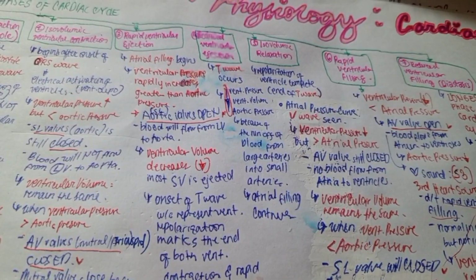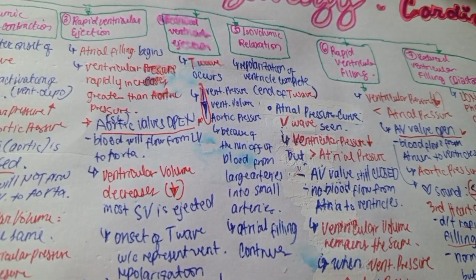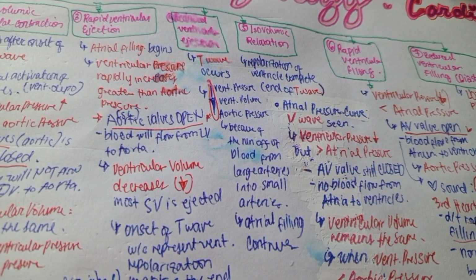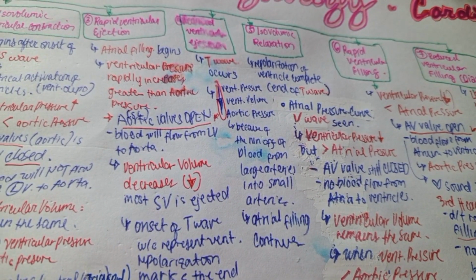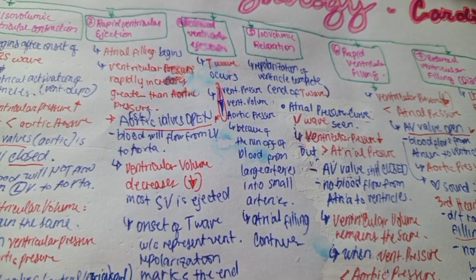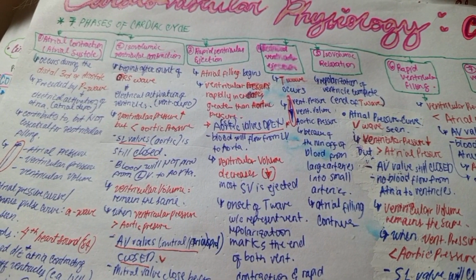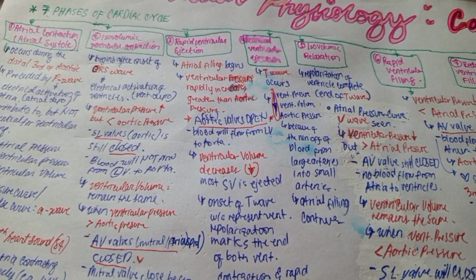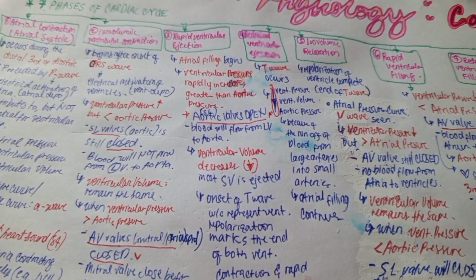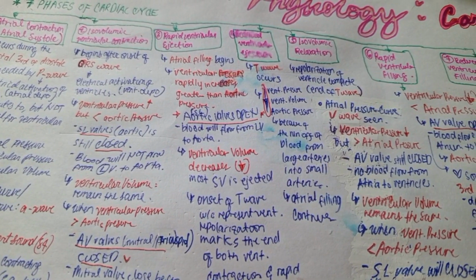The next phase is the reduced ventricular ejection, where the T wave occurs, and what happens here is the ventricular pressure, the ventricular volume, and the aortic pressure decrease. So this is like the opposite effect of the atrial contraction, where atrial pressure, ventricular pressure, and ventricular volume increase. In reduced ventricular ejection, the three of them decrease: the ventricular pressure, the ventricular volume, and the aortic pressure.